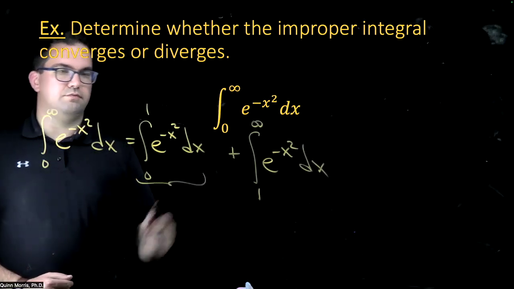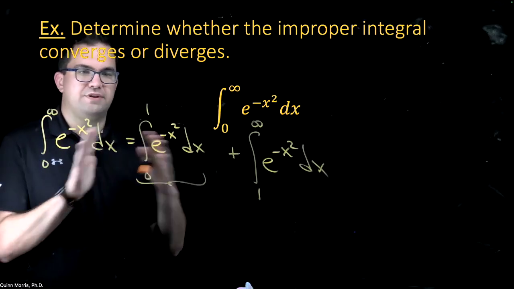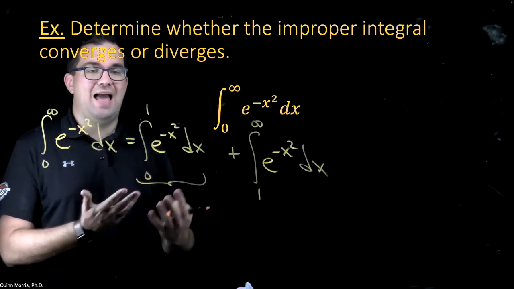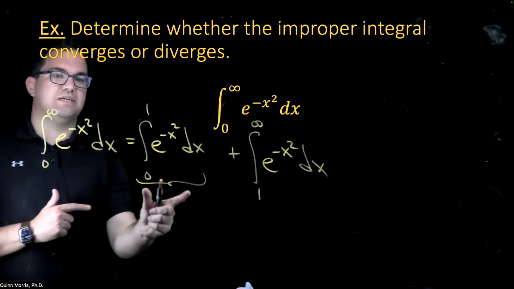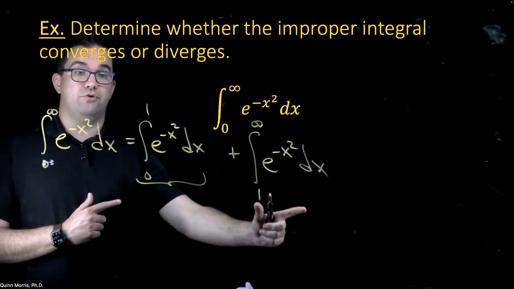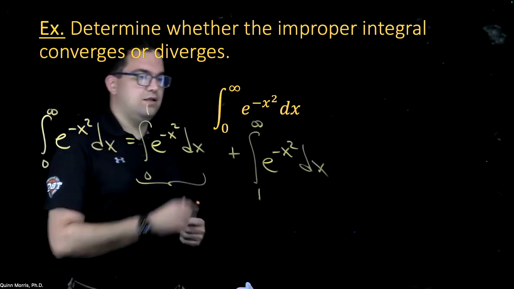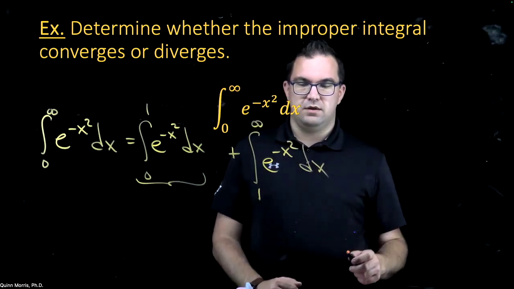This first integral, it's a definite integral. It's a normal, proper, definite integral. It has some value. I don't know what it is, but it has some value. So whether or not this thing converges or diverges isn't going to depend on this. It's going to depend on whether or not this is finite. Okay. Well, now if I look at this, I can use something to help me here.